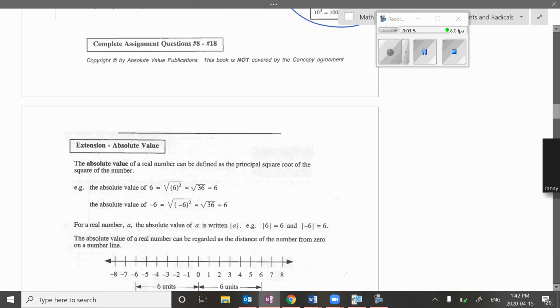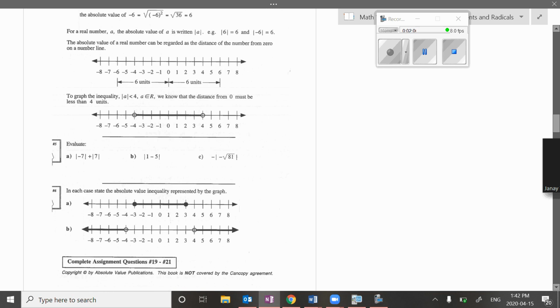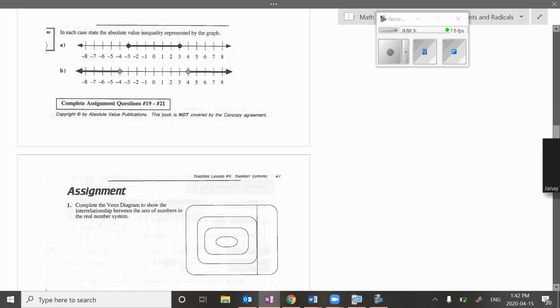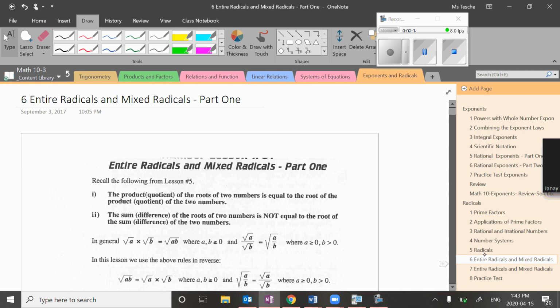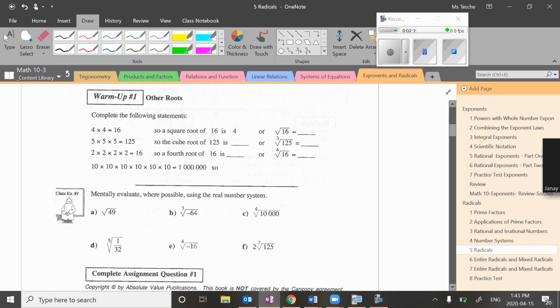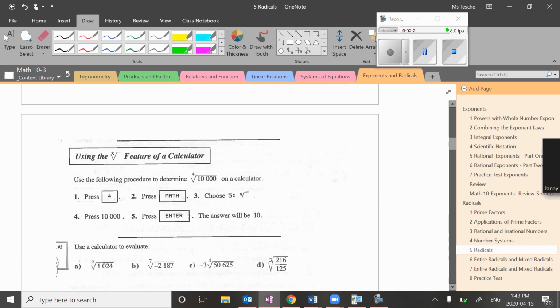Again, I'm going to skip through a couple of these. Absolute value is something, if you'd like, you can read through this section. We're not going to cover it explicitly though. So now I'm going to turn to lesson 5 in our workbooks. So that was just a little bit of review. We're going to skip over the first section.